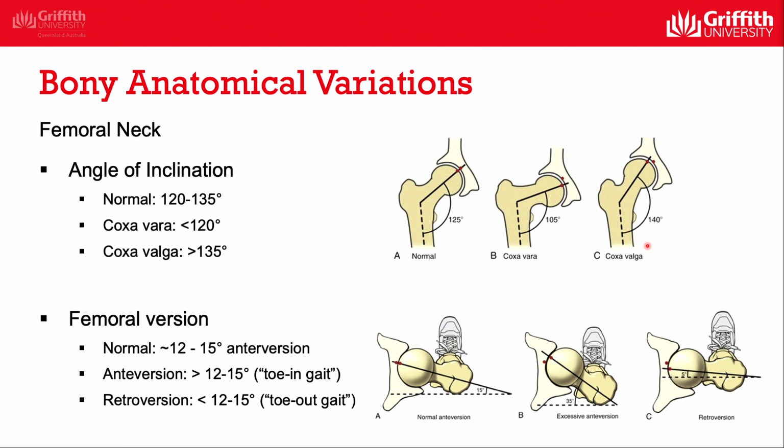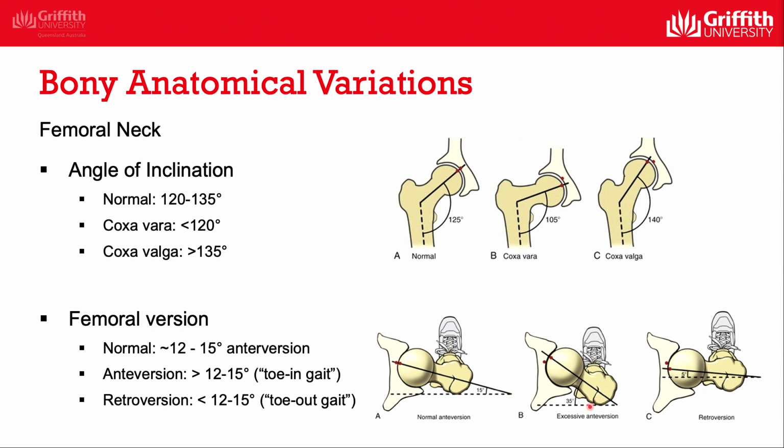If we look at the femoral neck from a transverse view, or from above, there is also a rotation of the femoral neck relative to the femur. And there is this 12 to 15 degrees of anterior rotation or anteversion, so femoral version is what this is called.